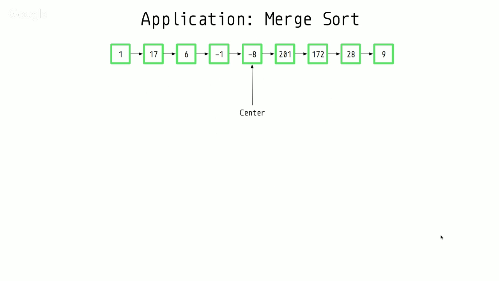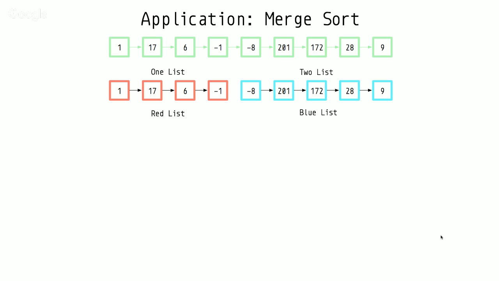Okay, so how can we use this to actually sort a list? The idea basically is that we're going to break the list into two lists until we get down to single node lists. And then we're going to merge everything back up in the way that I just described. So the first step is to find the center. We're going to remove the pointer and split it into two separate lists. One list, two lists, red list, blue list.